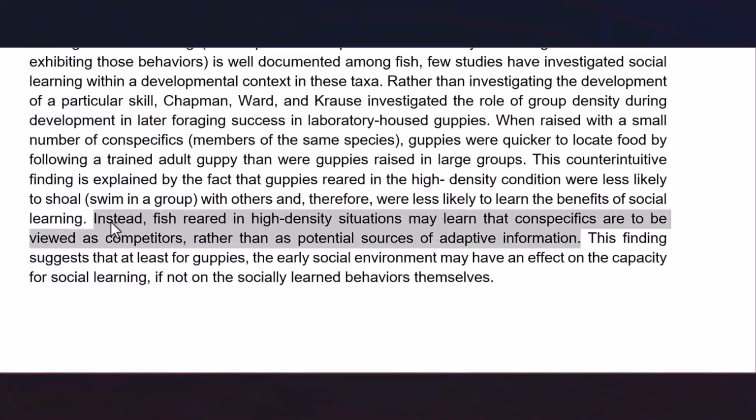Sentence 5. Instead, fish reared in high-density situations may learn that conspecifics, as was explained here, members of the same species, conspecifics are to be viewed as competitors rather than as potential sources of adaptive information. In this sentence, fish here means guppy. This is the general way to refer to guppy.